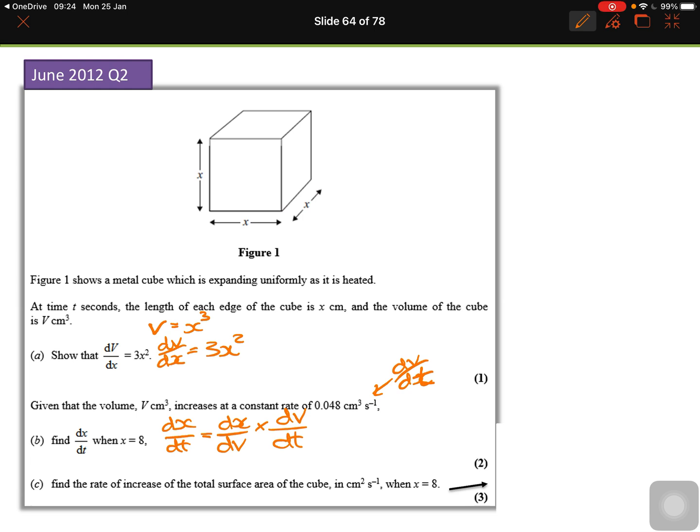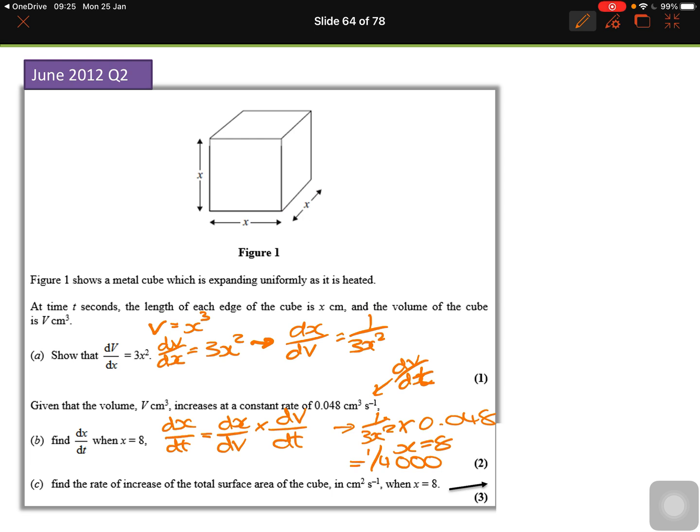I know what dV/dt is, because dV/dt is going to be my 0.048. Now I have dV/dx, so I know that dx/dV, I can use my 1/3x squared to get me there. So this becomes 1/3x squared times 0.048. When x equals 8, put 8 through, gives me 1/192 times my 0.048. So my final answer becomes 1/4000.